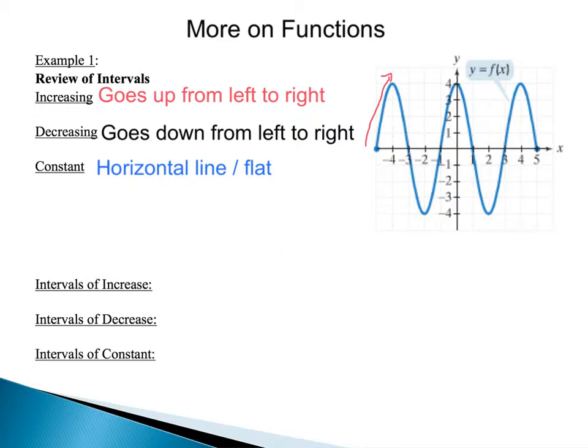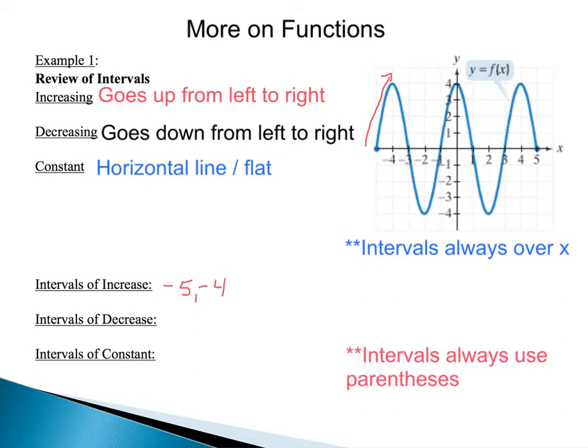When we're writing our intervals of increase and decrease, we want to make sure to always use our x's. So as I was saying, for our interval of increase, we'd be starting at x equals -5, and then it would be ending at x equals -4. When we're dealing with intervals, we're talking about interval notation. And the other important note is that when we're talking about intervals of increase, decrease, and constant, we always need to use an open interval, which means that we need to use parentheses.